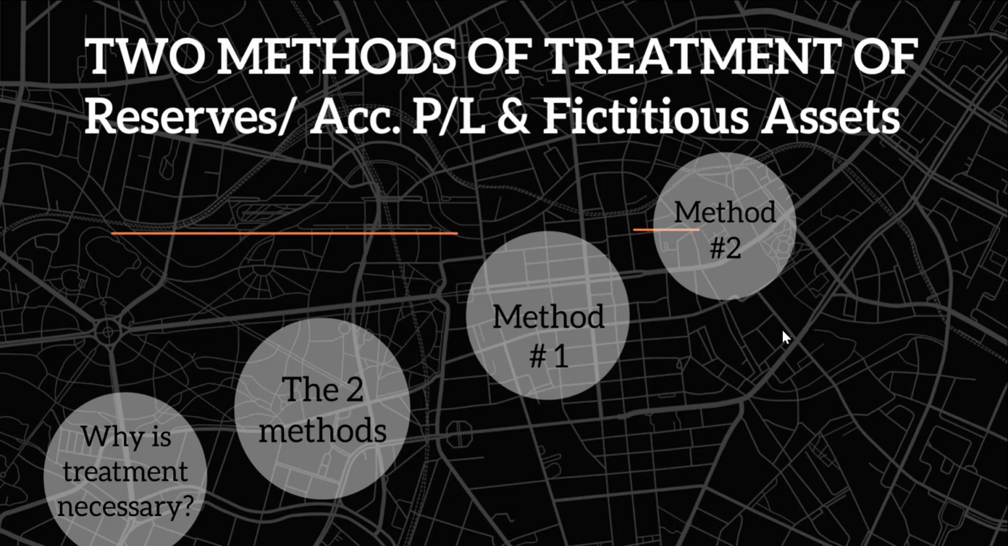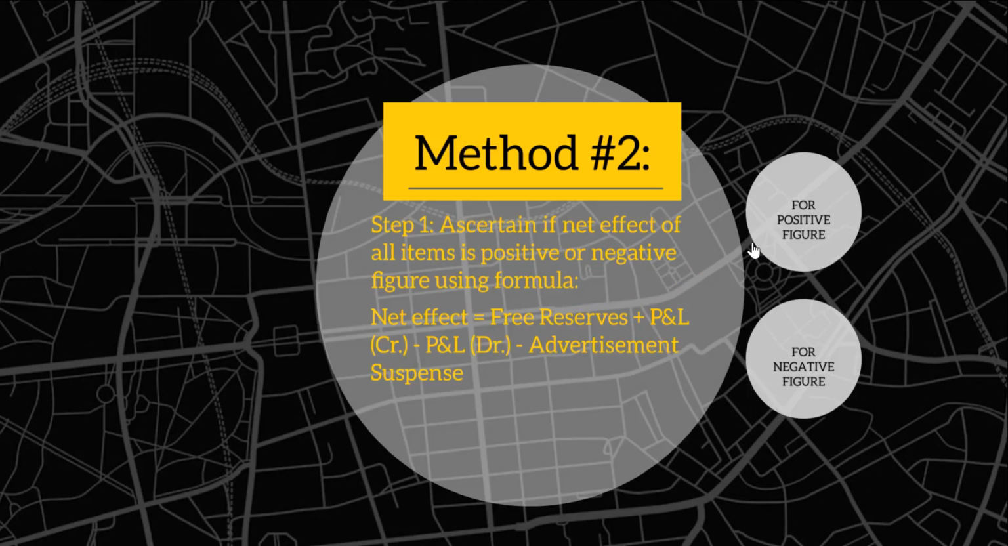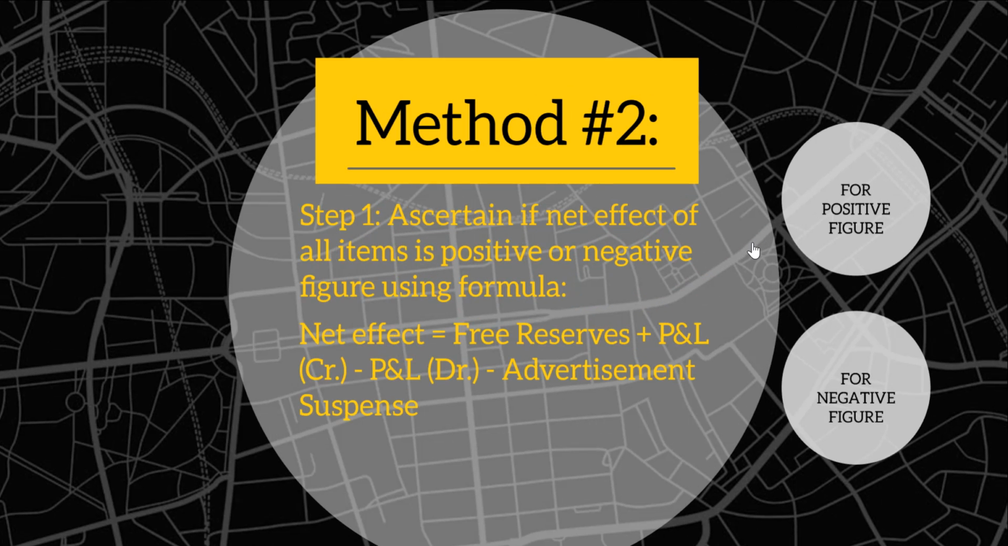Next, let's see the treatment under the second method. Under method 2, the first step is to ascertain if the net effect of all the items, both in the liability side and the asset side, is positive or negative. For this, we can use the formula: net effect is equal to, we will add up the free reserves appearing in the liability side, also any P&L balance appearing in the liability side. We'll deduct the P&L balance appearing in the asset side and also deduct any advertisement suspense. So we get the net effect.